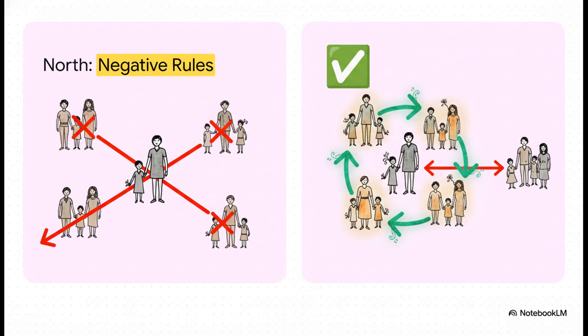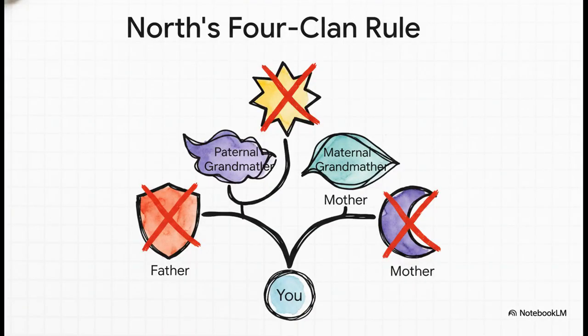But the South? It's all about positive rules. The system gives you clear suggestions for who you should marry, all with the goal of strengthening the bonds you already have. So, let's look at the biggest negative rule in the North. It's often called the 4-clan rule, and it's pretty strict. You cannot marry someone from your father's clan, your mother's clan, your father's mother's clan, or your mother's mother's clan.